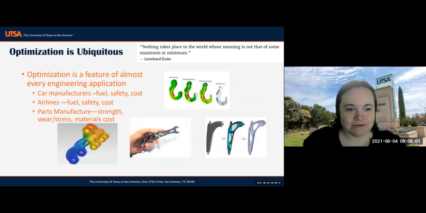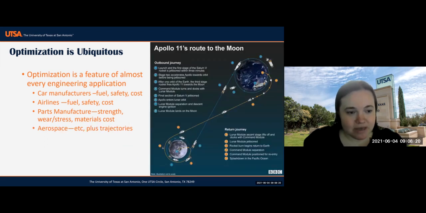And parts manufacturers all have to rely on optimization, or at least benefit from optimization. So optimizing the strength of a part, minimizing points of wear and stress, and optimizing materials costs, all are beneficial to parts manufacture. Aerospace is an area that relies very profoundly on optimization. So aerospace has to take into account all the other things I already mentioned: fuel, safety, costs, wear, materials costs.